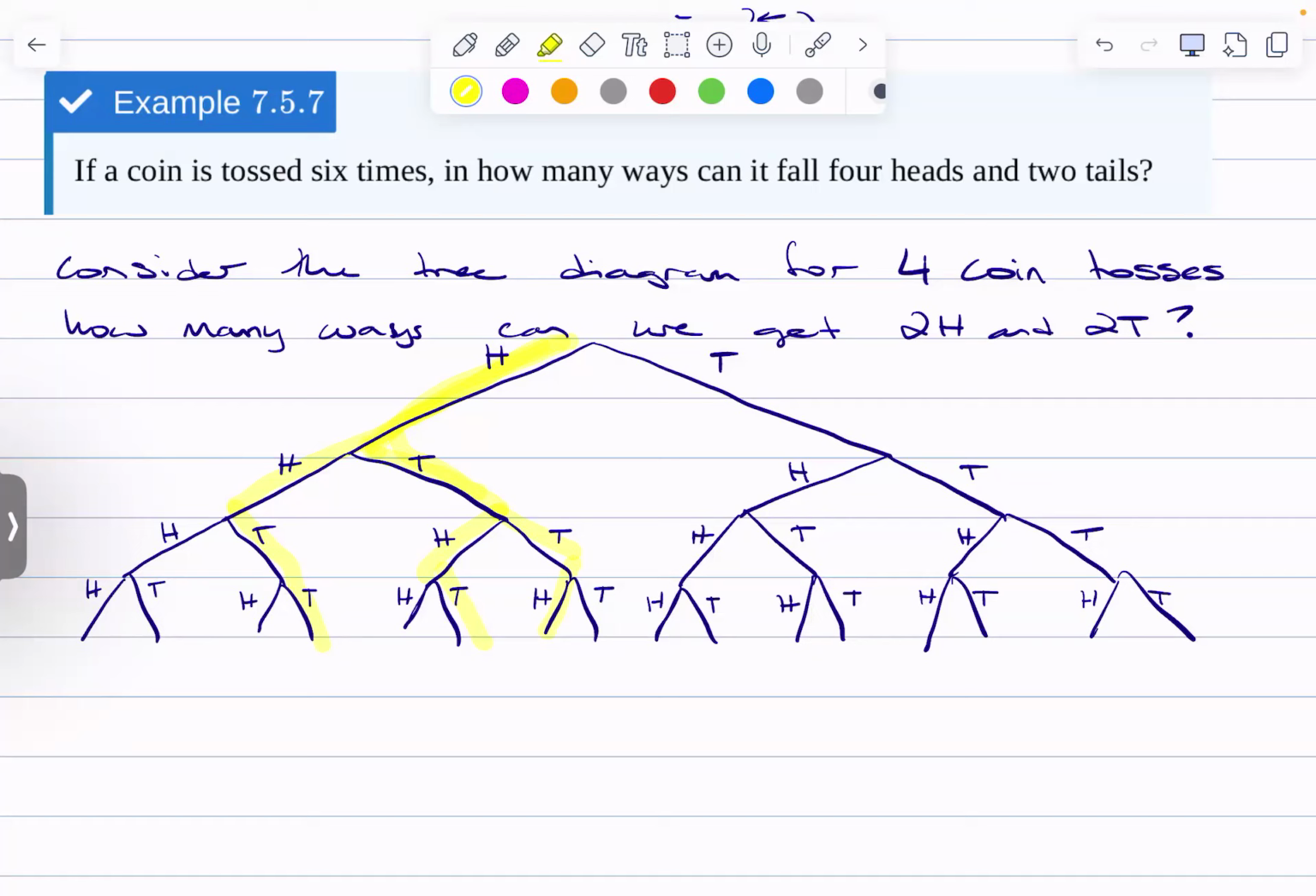How about if I start with tails? I could get tails and then heads and then heads and then tails. Or I could get tails and then heads and then tails and then heads. Or I could get tails, tails, head, head. Or I could get nothing.